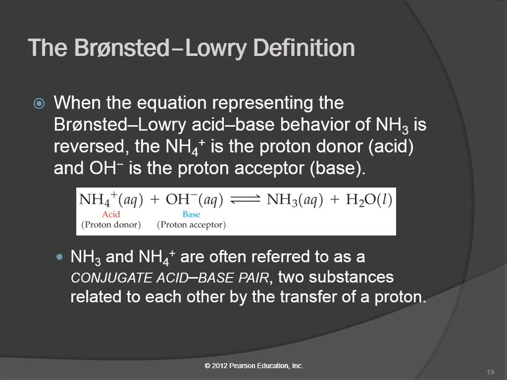So a conjugate acid-base pair is two substances related to each other by the transfer of a proton. The difference between NH4+ and NH3 is H+.